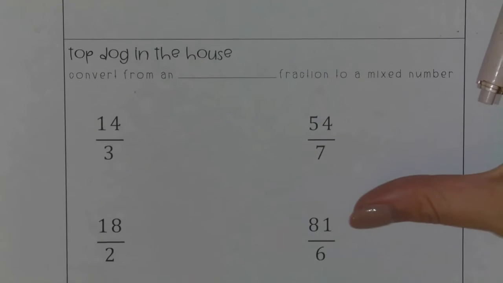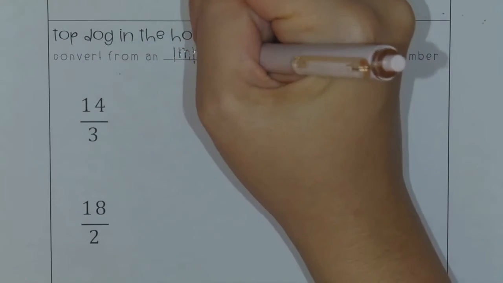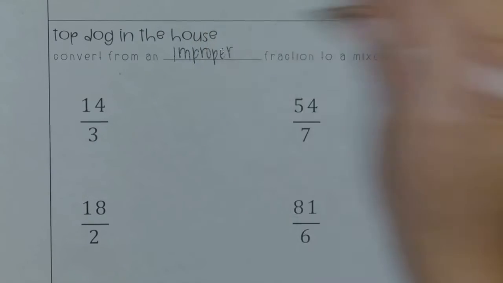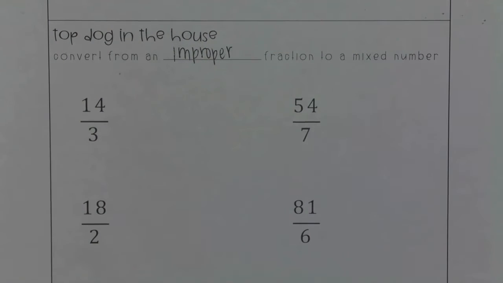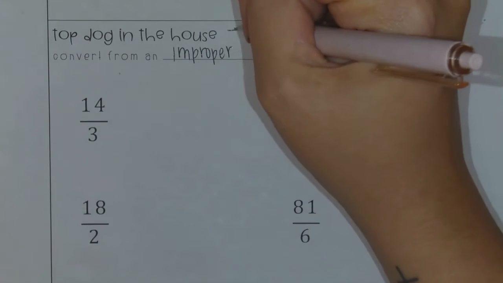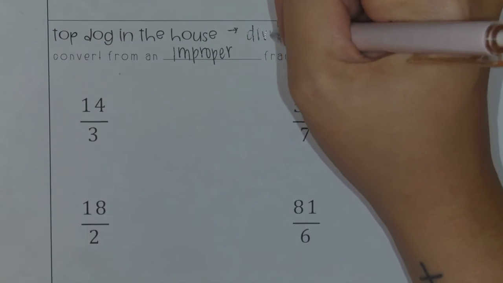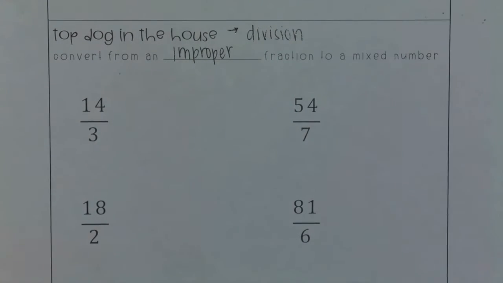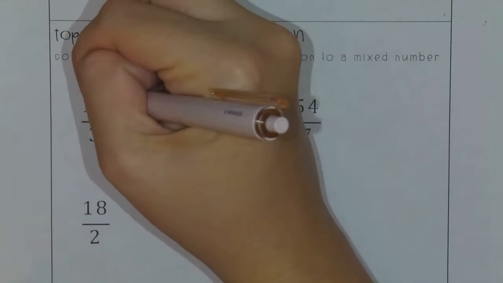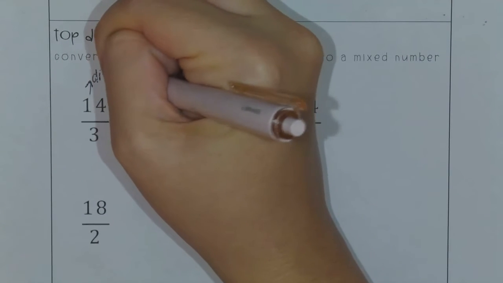Let's say I want to go the other way. This time I want to convert from an improper fraction to a mixed number. We use a strategy I call top dog in the house, which, here's a hint, it's just division. You just divide. Now, we worked on our division unit for a little bit, and we know that whenever we see a fraction, the numerator always becomes the dividend.